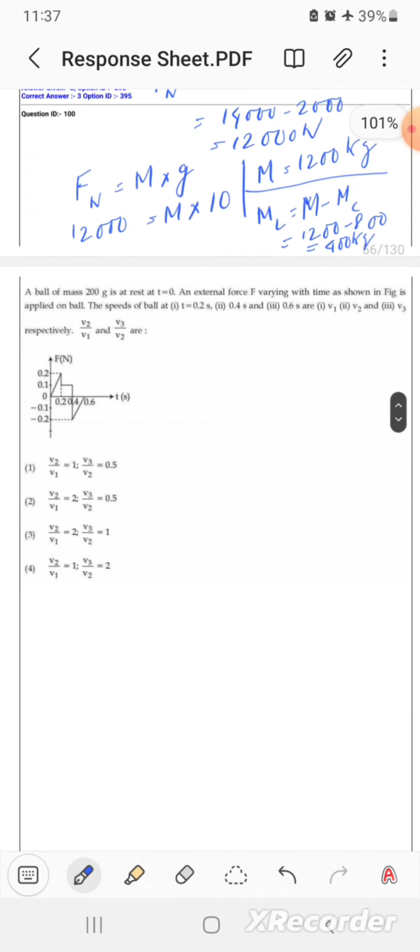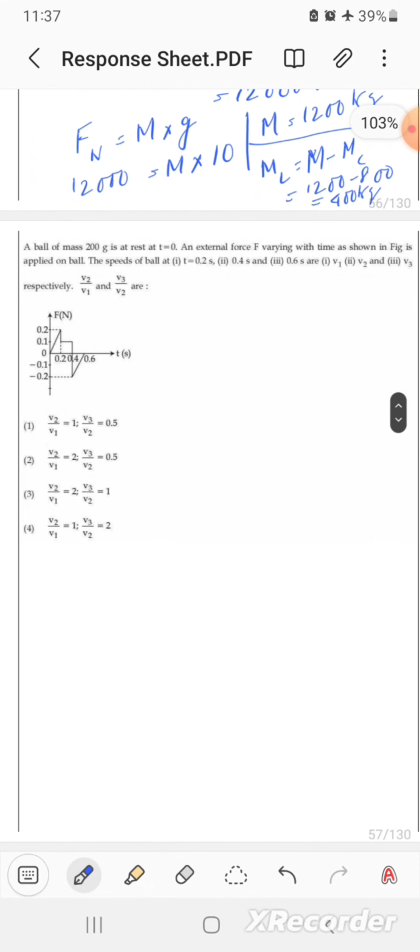Moving to the next question. Here there is a ball they have given of mass 200 gram, and it is at rest. An external force F varying with time as shown in the figure is applied on the ball. The speeds of the ball at 0.2, 0.4 and 0.6 seconds are v1, v2 and v3. Then we have to find out the ratio of the speeds.